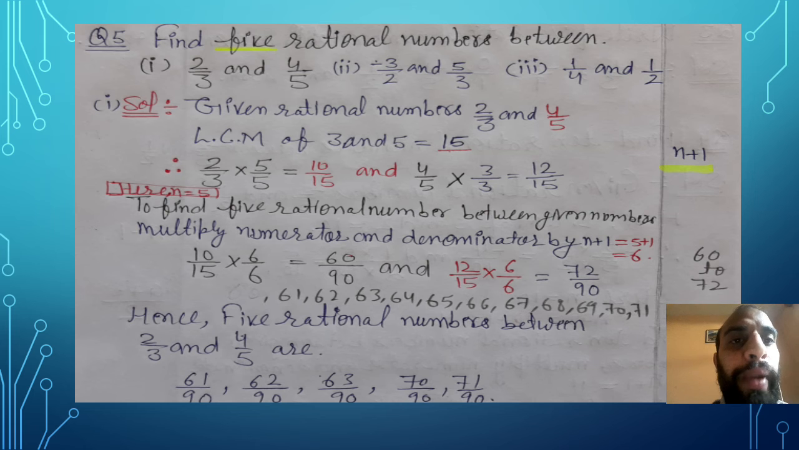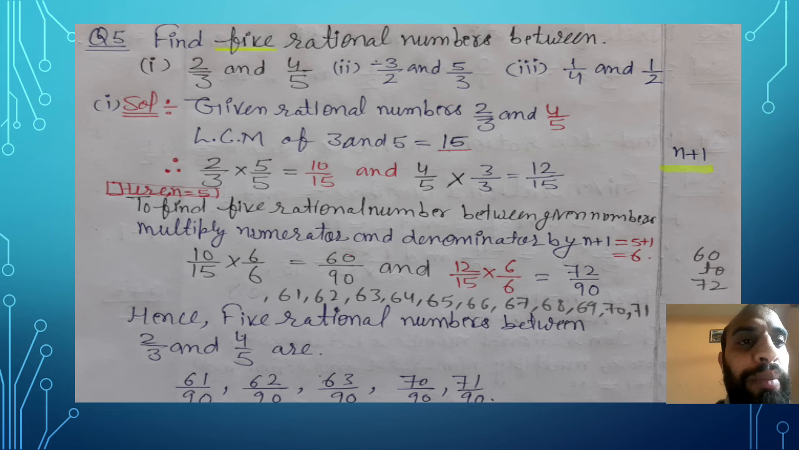This is your question number 5. The fifth question is, find 5 rational numbers between, here you have 3 parts. First is 2 upon 3 and 4 upon 5. Second part is minus 3 upon 2 and 5 upon 3. Third part is 1 upon 4 and 1 upon 2. So let's take the first part.